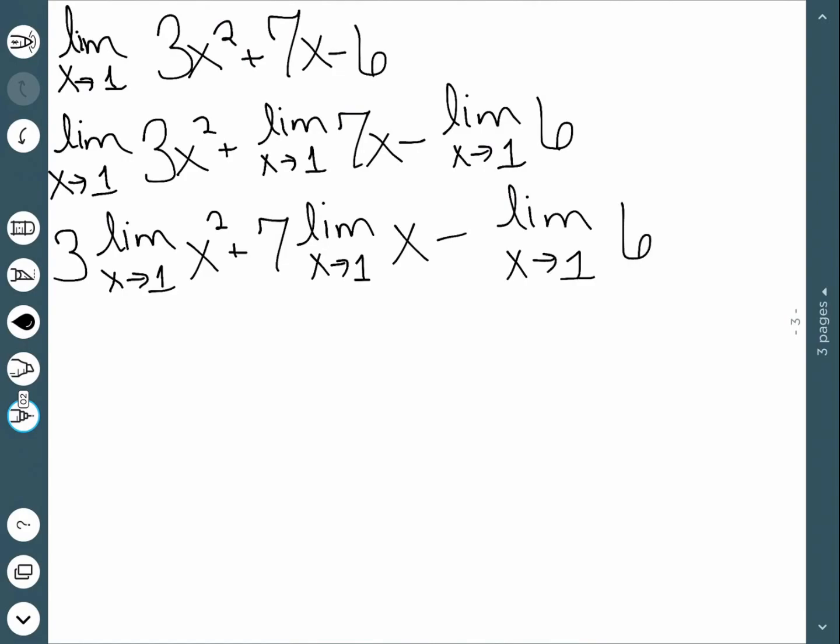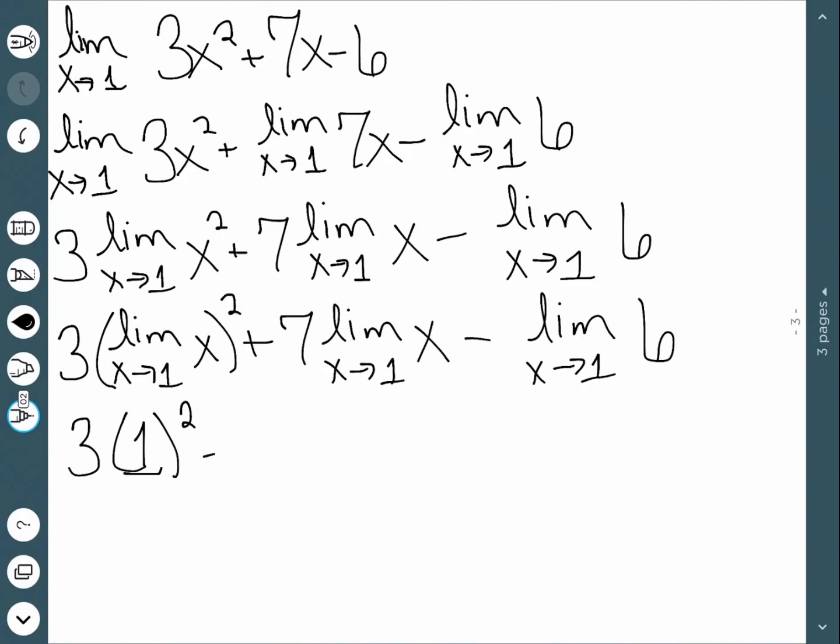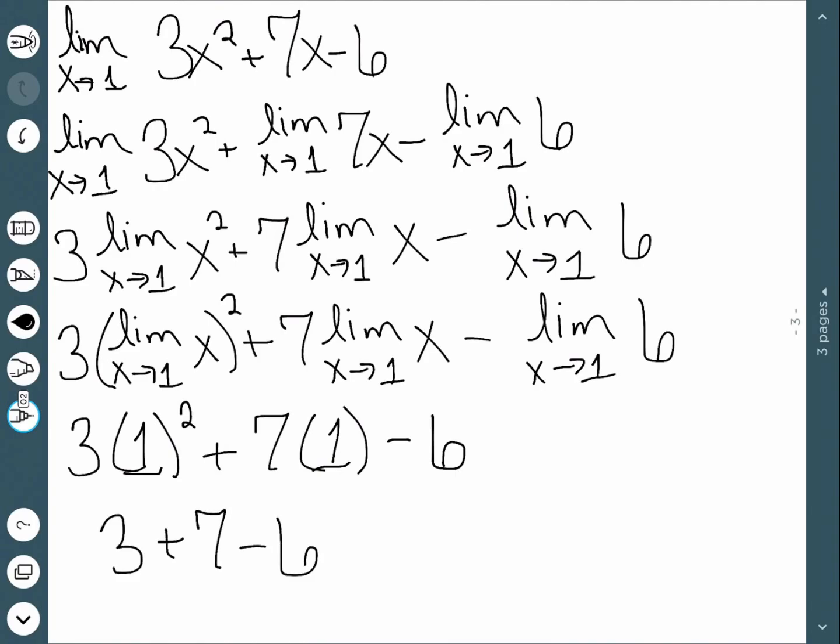We also had one where we talked about exponents and how we can move them in and out. So this is 3 times the limit as x approaches 1 of x, all squared, plus 7 times the limit as x approaches 1 of x, minus the limit as x approaches 1 of 6. We also said that the limit of the function x is just x0, in this case 1. So this would be 3 times 1 squared, plus 7 times 1. And one of our limit laws also said that the limit of a constant is just that number, so minus 6. So this is 3 plus 7 minus 6, which is 4. And now I have my limit.